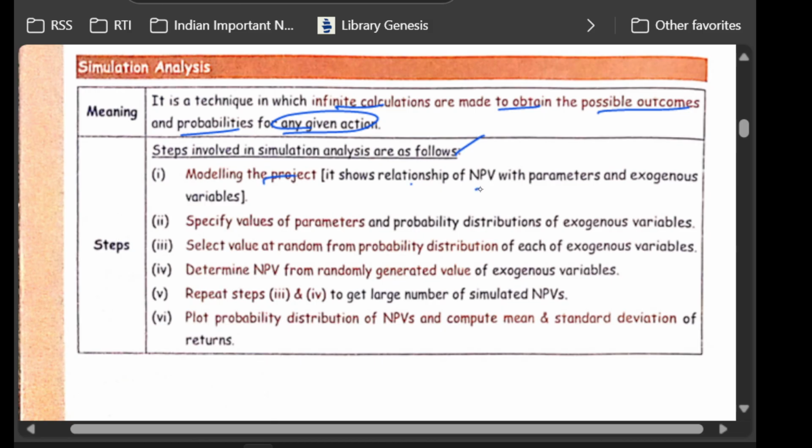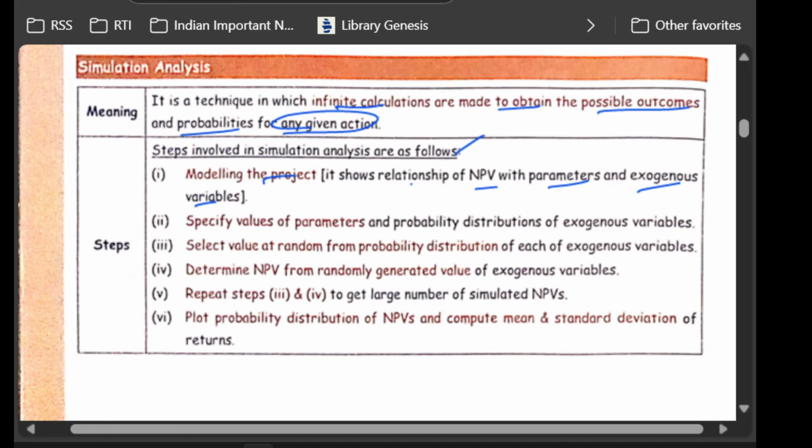The steps involved in situation simulation analysis for modeling the project. It shows a relationship of net present value with the parameters and exogenous variables. So we will make the actual project: what will be the input, what will be the output, what kind of loss can be incurred, what is the direct cost, what is the indirect cost, what is the variable cost. Everything will be fixed, and we will derive the solution.